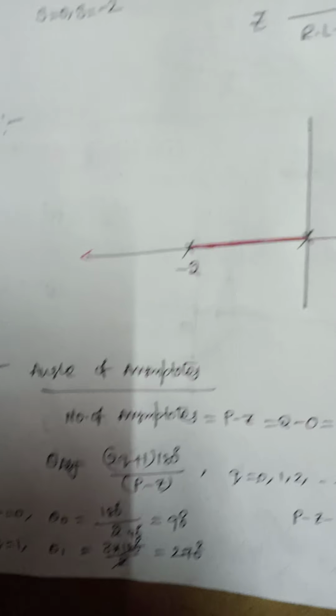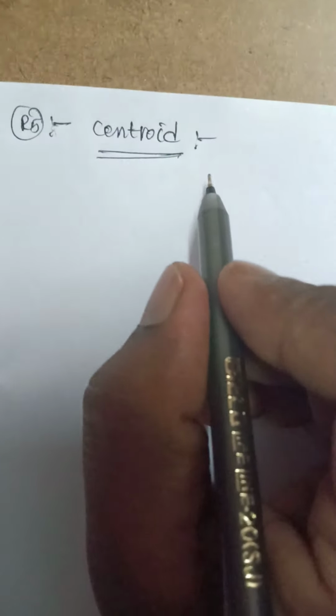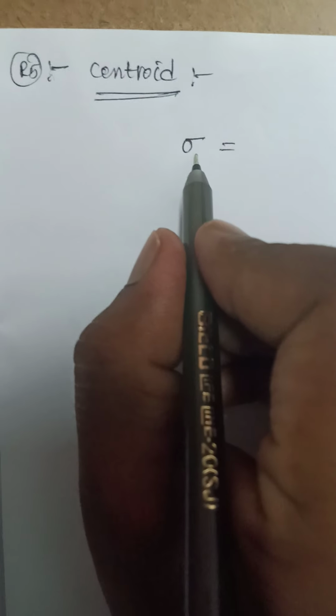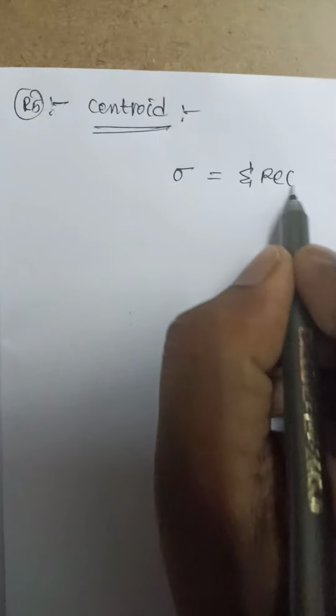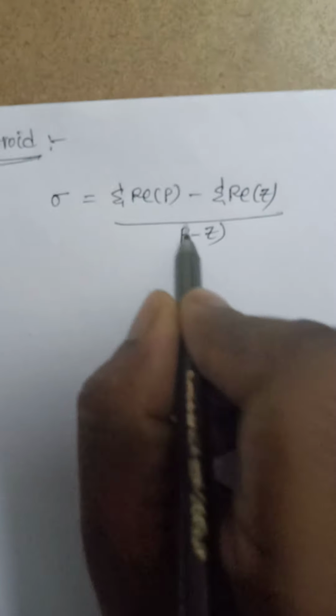And also the next rule, rule number 5. What is rule number 5 here? Rule number 5 is centroid. How to find the centroid here? The centroid is nothing but the meeting point of the asymptotes. How to find the centroid? The centroid is indicated with the symbol sigma, which is equal to the sum of the real parts of poles minus the sum of the real parts of zeros, divided by P minus Z.